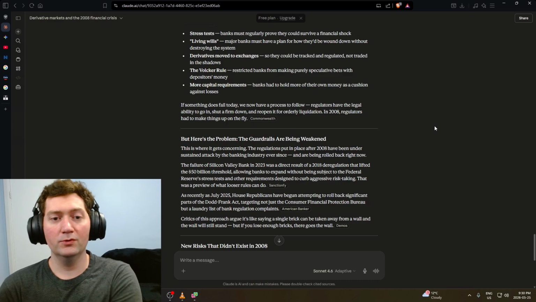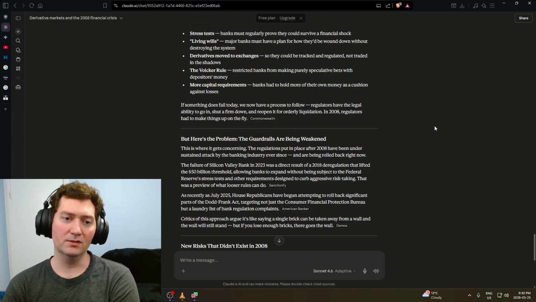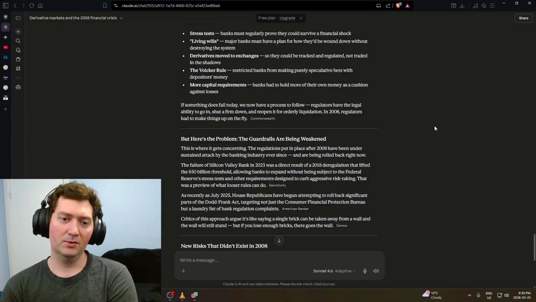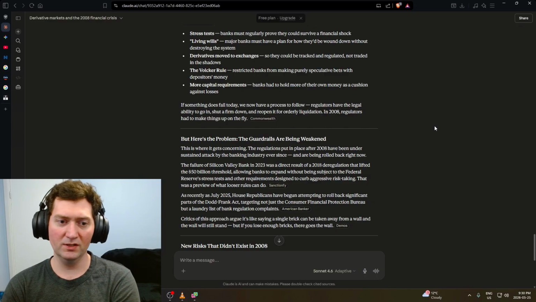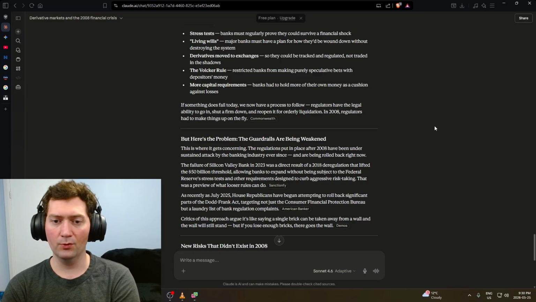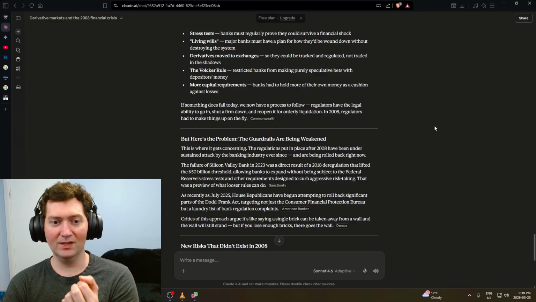The Volcker Rule restricts banks from making purely speculative bets with depositors' money. More capital requirements. If something does fail today, we now have a process to follow. Regulators have the legal ability to go in, shut a firm down, and reopen it for orderly liquidation. In 2008, regulators had to make things up on the fly.